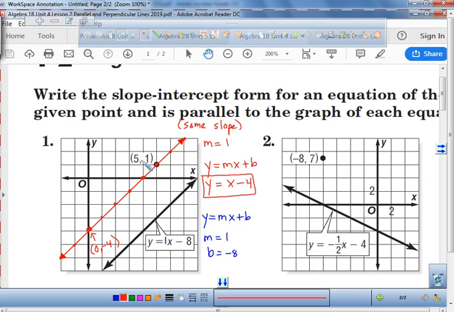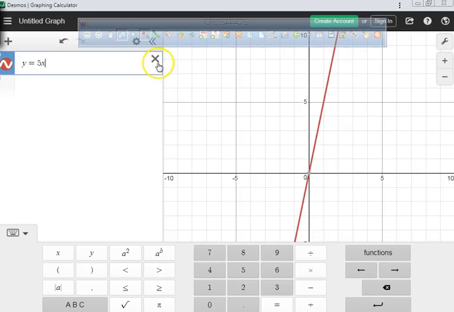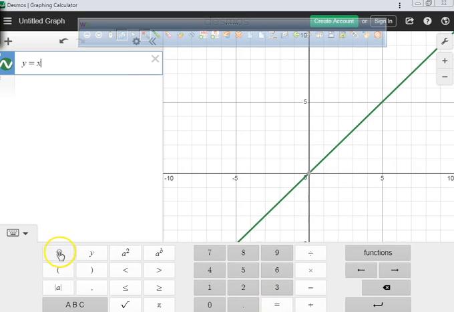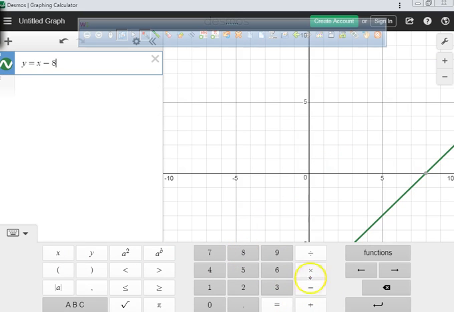Okay. Now, here's what I'd like you to do. I want you guys to follow along and show you how you can use Desmos to help you if you got stuck. All right. So here's what you can do. Go to Desmos. What's your first line that's on the paper? What does it say? Y equals what? X minus 8.